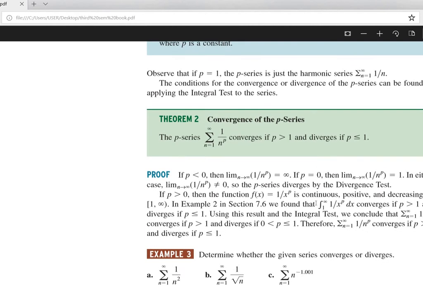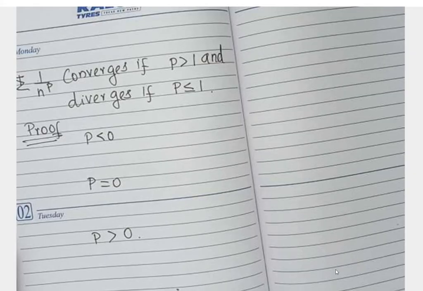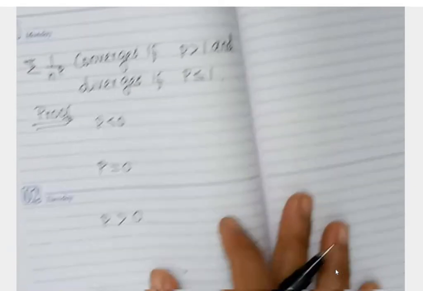Next is the theorem, the convergence of the P series. The statement is that summation 1 by n^p converges if p is greater than 1 and diverges if p is less than or equal to 1. What happens if p is less than 0?